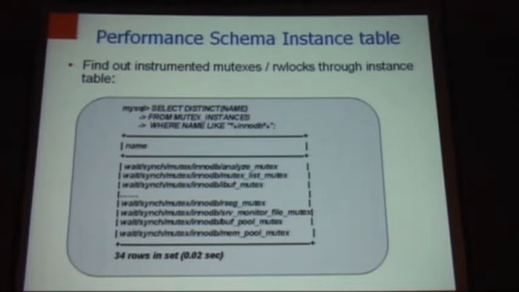Take a look at the mutex instance table, where I list all the mutexes being instrumented as well as created. If you look at it, the number is 34. I said there are 42 mutexes being instrumented, but some of those are undefined. In particular, some are defined only when a debug flag is turned on, so those mutexes will be created only then. Some mutexes haven't been created, so there are a total of about 34 of them here.